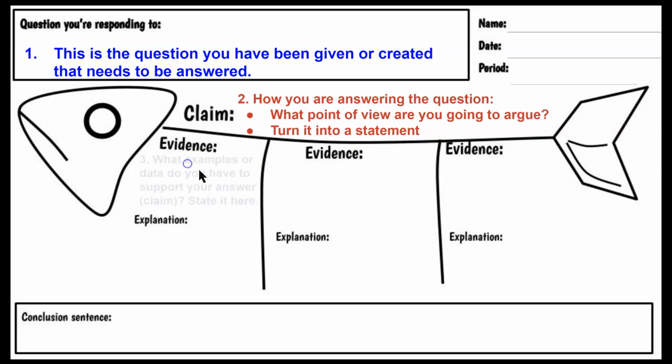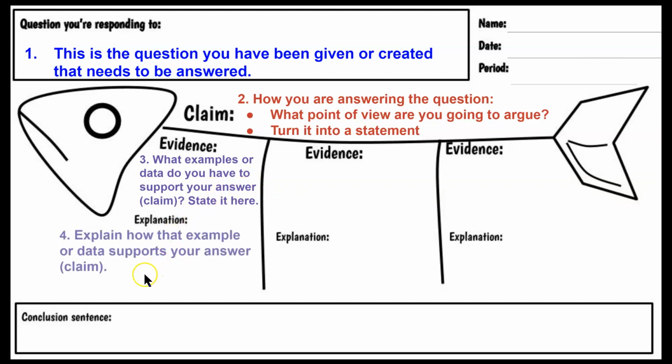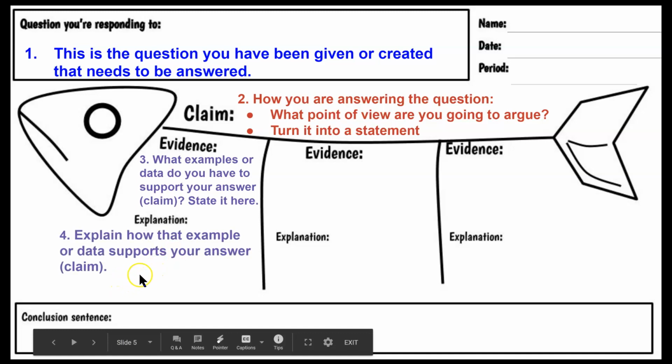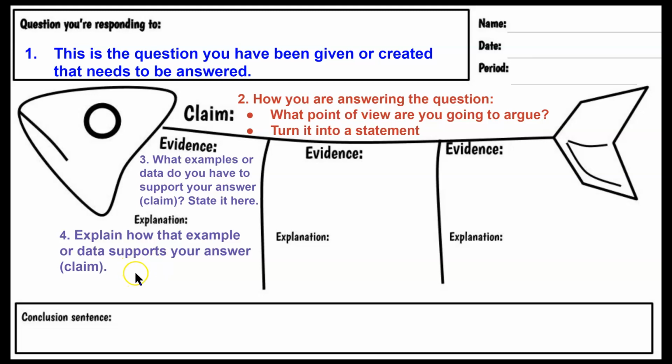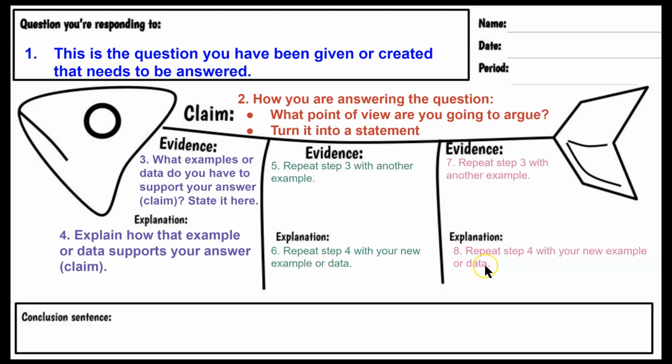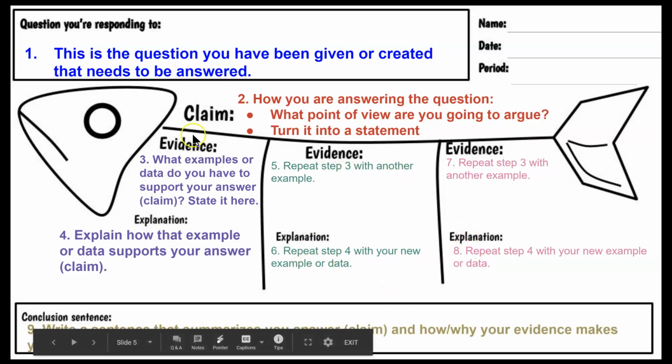You have to provide evidence over here, number 3. So try to be specific and make sure that it actually supports your claim. And then you're going to explain it in your own words. So in your own words, tell us how that example supports your claim. Then you repeat that for the middle here, another piece of evidence and explanation, and a third piece of evidence and explanation. At the very end, it's just a conclusion sentence.